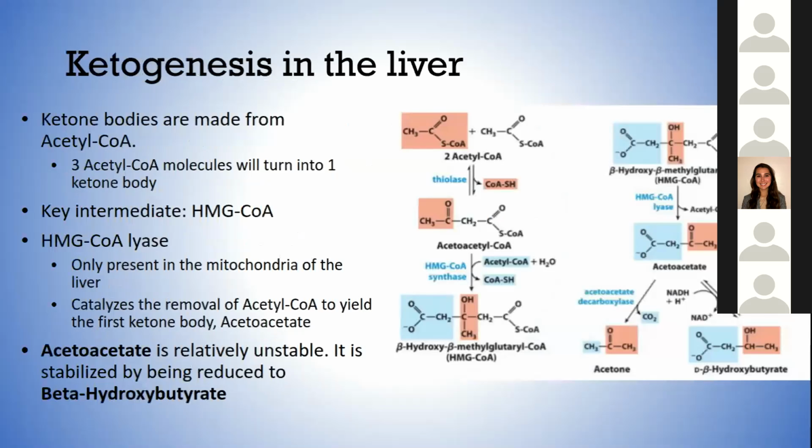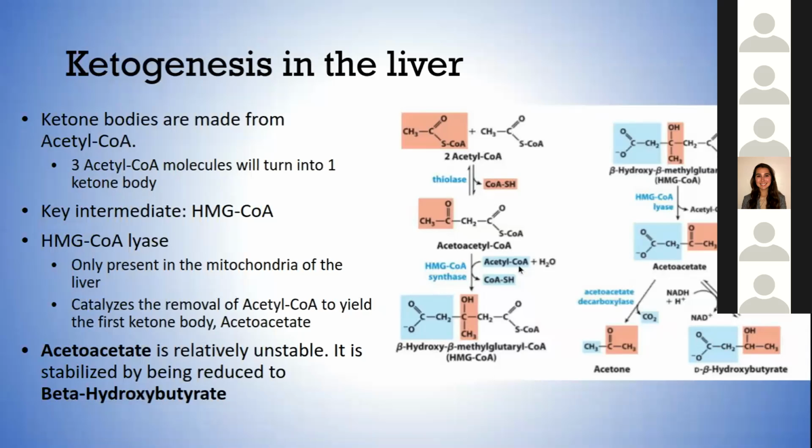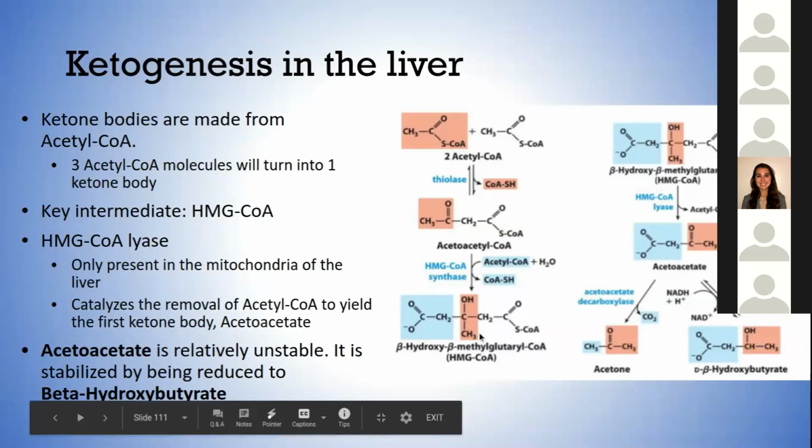So the way we're going to get to these ketone bodies is through ketogenesis. With the very first step, we have 2 acetyl-CoAs, and we want to put those together into one molecule. So we're going to use a thiolase to get that CoA-SH out and merge these 2 acetyl-CoA molecules together to have acetoacetyl-CoA. Once we're there, we're going to synthesize our HMG-CoA molecule, this big bulky molecule right here. We use HMG-CoA synthase to do this, by adding our 3rd acetyl-CoA and water as well, and again getting a CoA-SH out. And now we have our HMG-CoA, which is going to be our key intermediate.